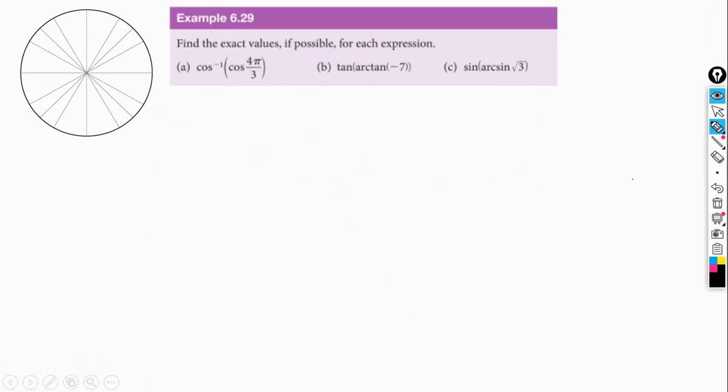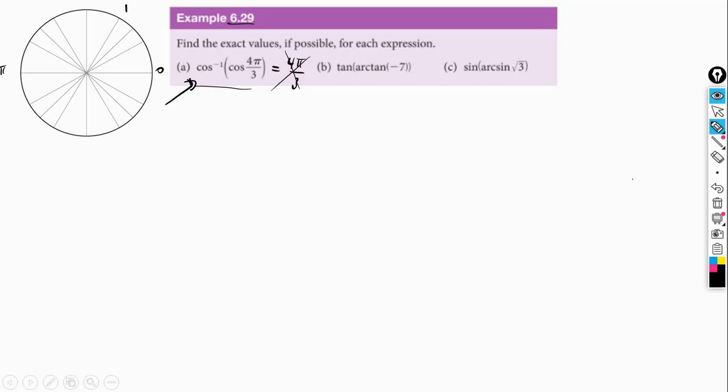So let's continue with example 6.29, and it says, find the exact values, if possible, for each expression. Letter A, inverse cosine of the cosine of 4 pi thirds. So here you might be tempted to just simply go, this equals 4 pi thirds. But this solution would be incorrect. Now, why is that? Because remember that we have a range for inverse cosine that is from 0 to pi. And 4 pi thirds is obviously not within this range, right?